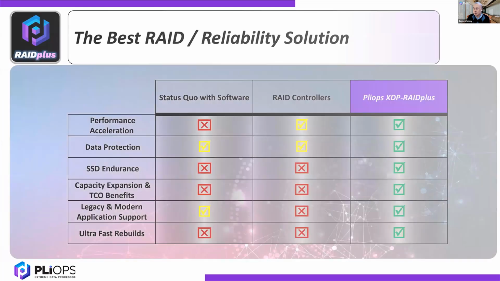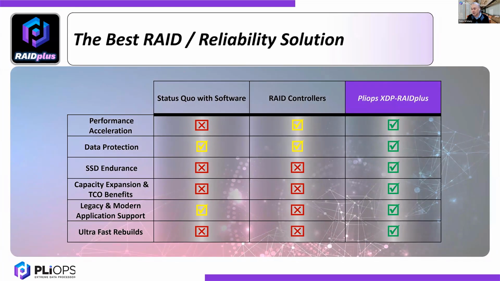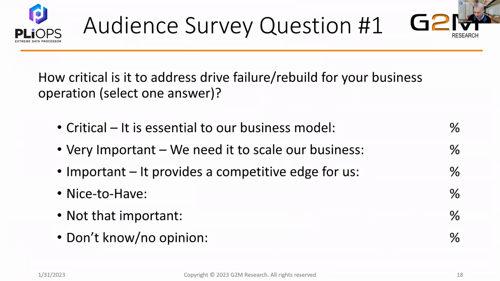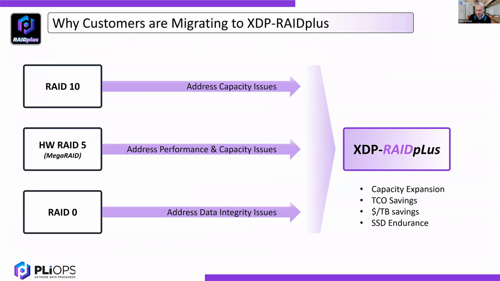In summary, this is just some of the factors that people take into consideration when they're choosing a data protection scheme. So, sorry, I went too far. Let me go back. I don't know if I can go back. Nope. Okay, I can go back.